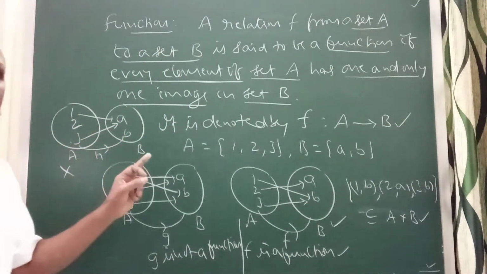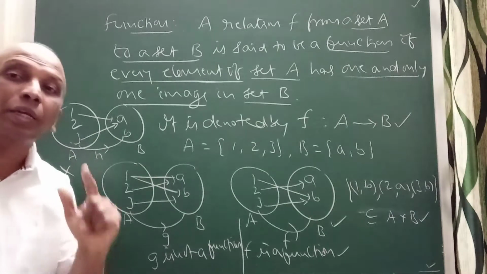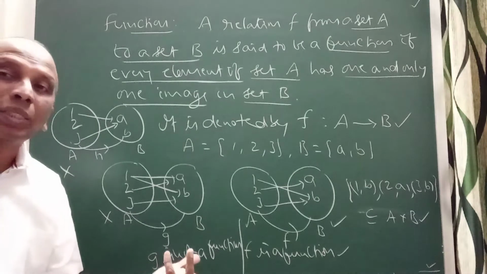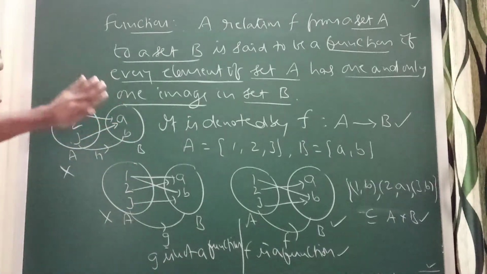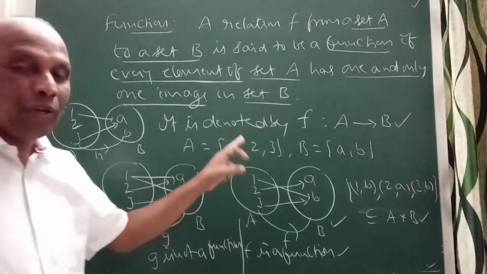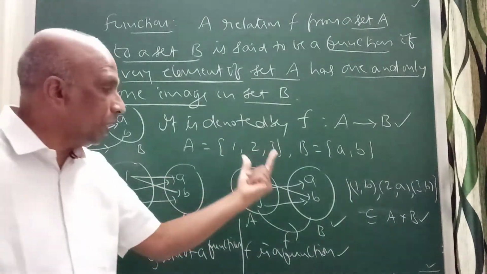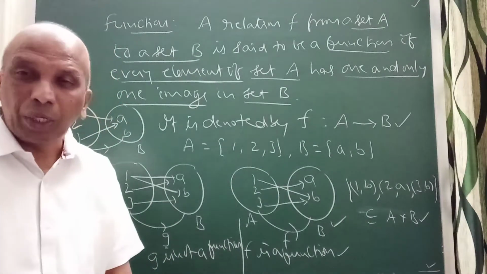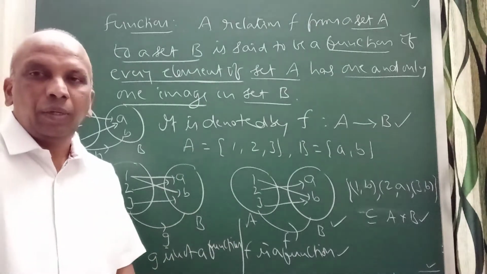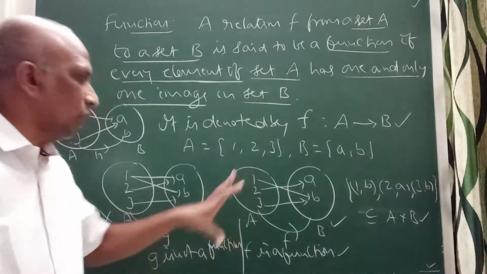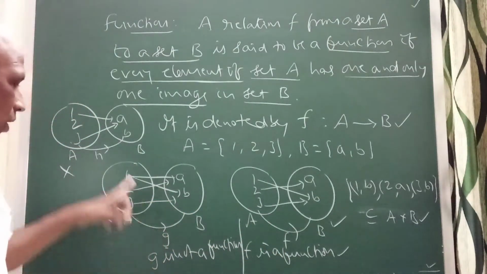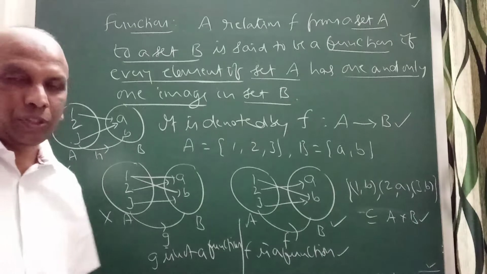Here H from A to B is not a function. The reason is that 2 doesn't have any image. Since 2 doesn't have any image, it is not a function. Here 1 has 2 images, so it is not a function. Here every element of the set has only one unique image, so it is a function. I hope you understood this, right? So this is the idea about a function. When they write this as function F, here this is a relation, not a function. H is a relation, it is not a function.